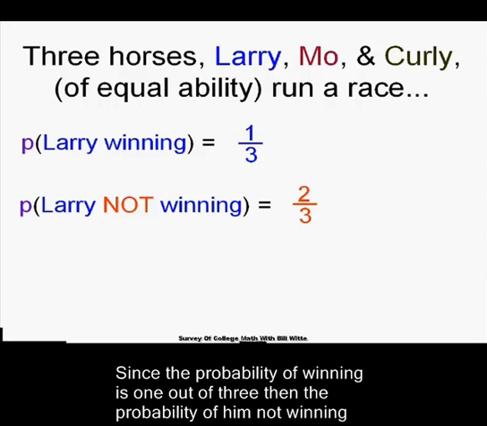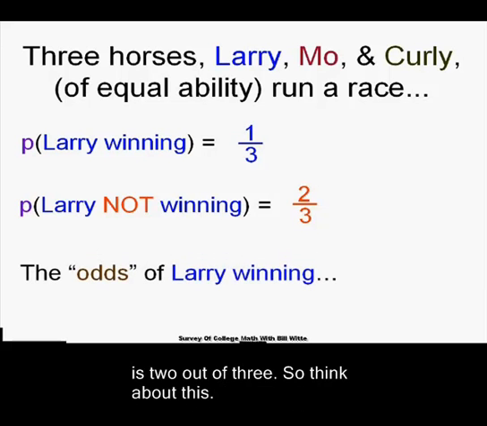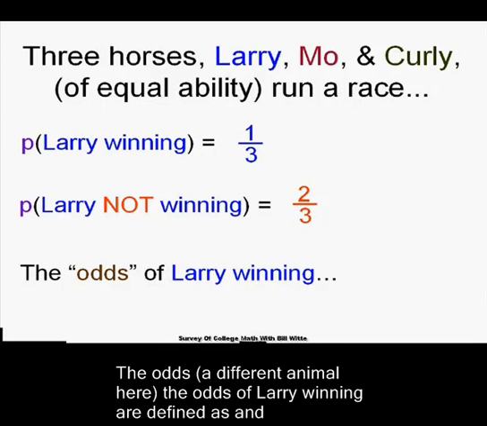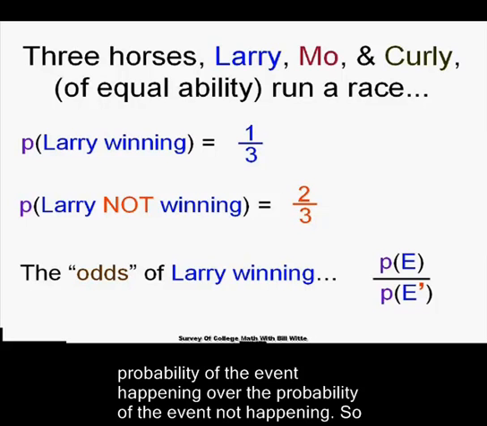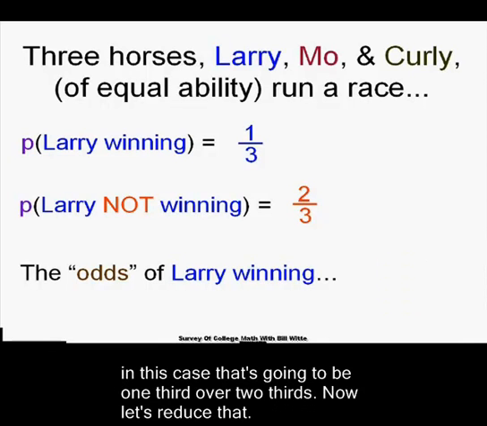The probability of him not winning is 2 out of 3. So, oh, no you don't. Think about this. The odds, different animal here, different color. The odds of Larry winning, defined as the probability of the event happening over the probability of the event not happening. So in this case, that's going to be 1/3 over 2/3.